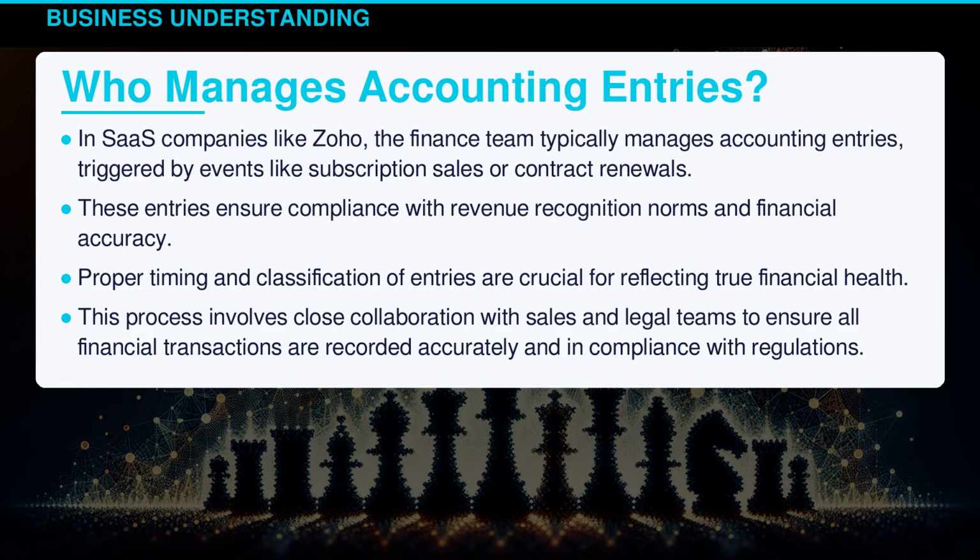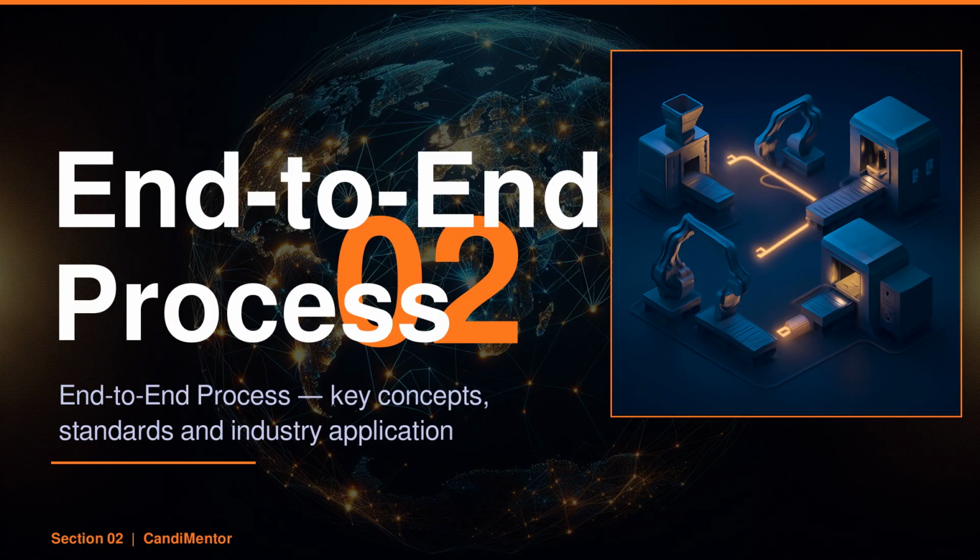In this section, we explore the end-to-end accounting process for a SaaS company like Zoho Corporation. Understanding these steps helps ensure accurate financial reporting and compliance. Each stage in the process builds on the previous, providing a comprehensive view of how SaaS transactions flow from inception to completion. Let's delve into each part of this lifecycle, examining key activities, responsible parties, and potential pitfalls.